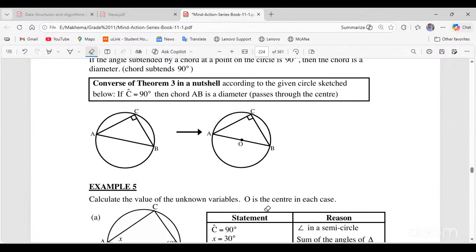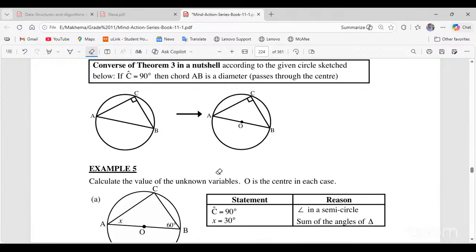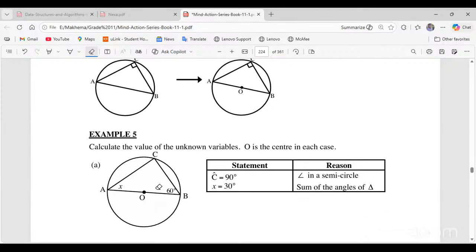Now, calculate in example 5. Oh, I'm sorry to move this fast, guys. In example 5, calculate the value of the unknown variables. O is the center in each case. This is A, we want x. Now, we are given that O is the center and OAB will definitely be the diameter of the circle, because we now know the definition of the diameter. We want the value of x. If this is the diameter, by theorem 3, we know that this is 90 degrees.